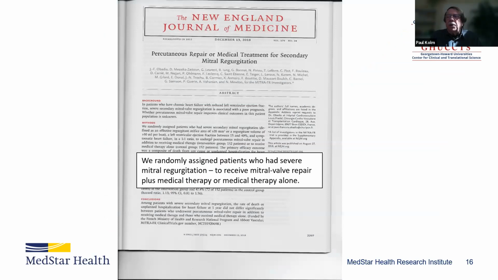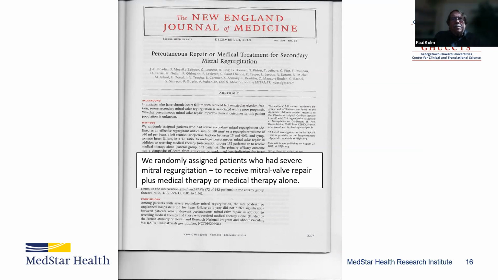Okay, so what I'd like to do is take some time here to go through a publication that used logistic regression. It was published a number of years ago, in 2018. Basically, this is looking at mitral valve repair or medical treatment for secondary mitral regurgitation. And I've just pulled it out here so you can see it, because it's probably hard to see the article itself.